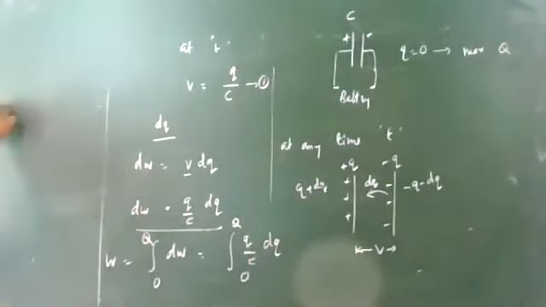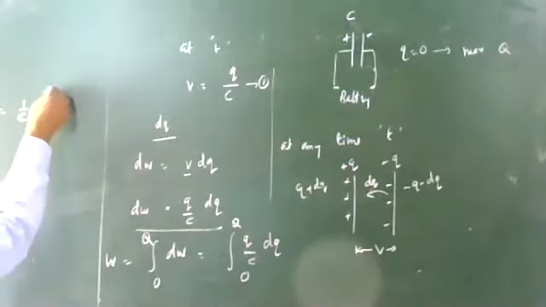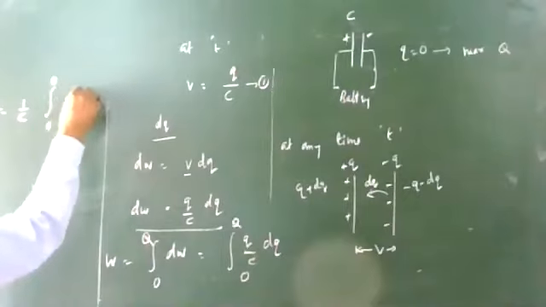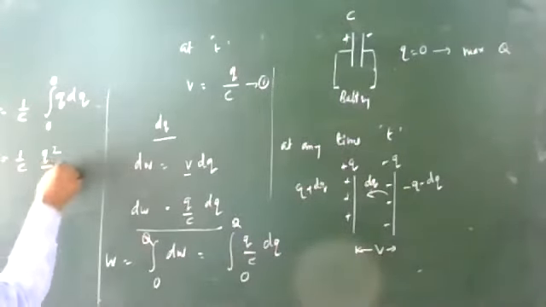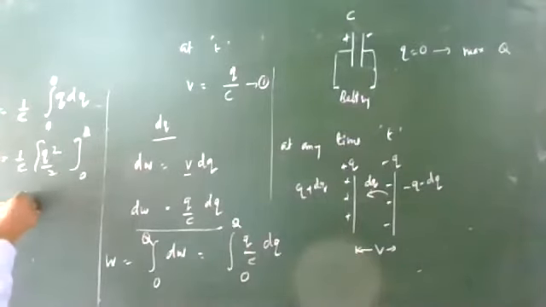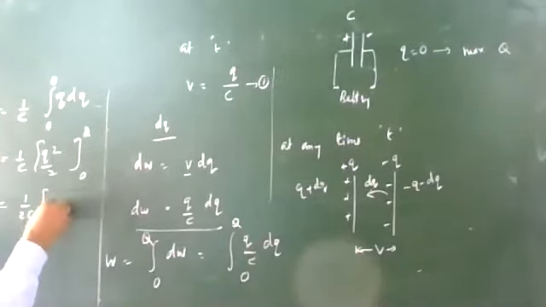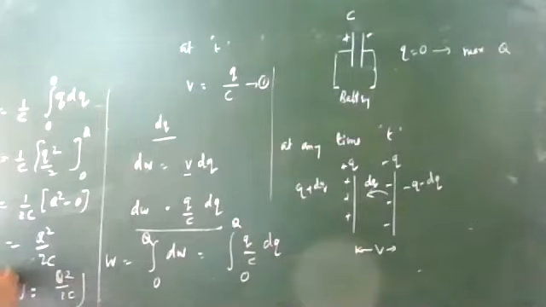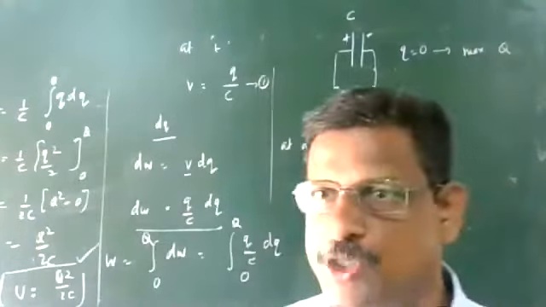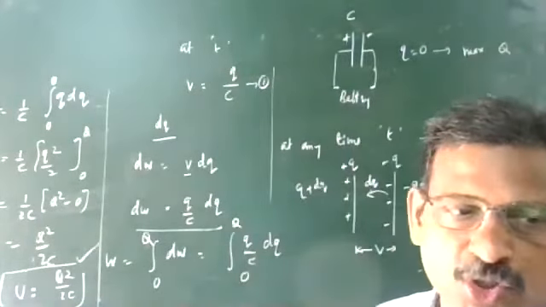Therefore, the total work done is obtained by taking the constant 1 by C outside and integrating Q dq. The integral of Q dq is Q square by 2 between the limits 0 to Q, so we get 1 by 2C times upper limit minus lower limit. So this work done is Q square by 2C. This work done is stored as energy in the capacitor, that is Q square by 2C. Very important. We can write other forms of the equation too.